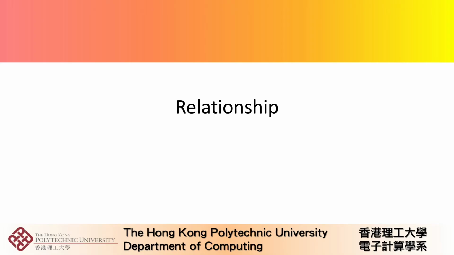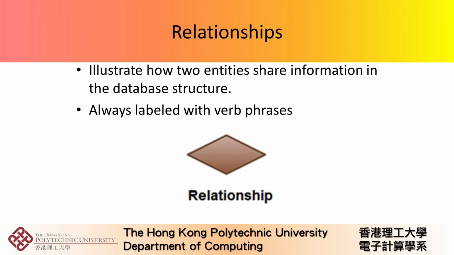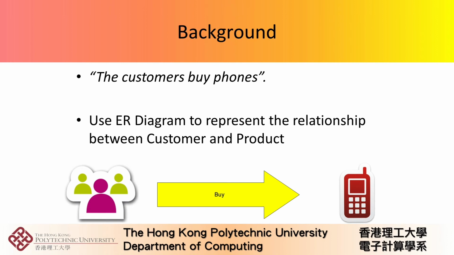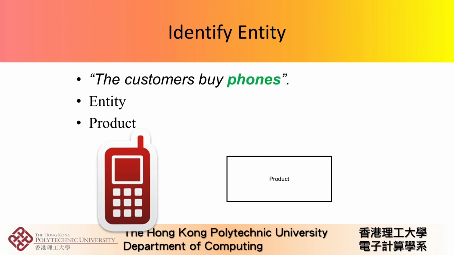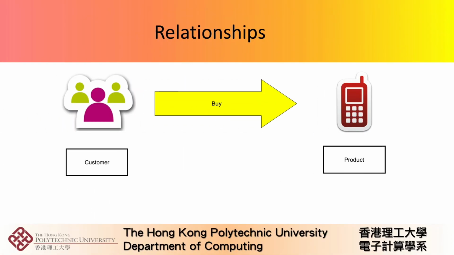Next, relationship will be identified. An example will be used for identifying relationships. The customers buy phones. We can use ER diagram to represent the relationship between customer and product. We can first identify the entities from the sentence. Customer should be the entity. We draw the ER diagram, entity customer. And phone is also the entity. The customers buy phones. The relationship buy should be shown as a diamond in ER diagram.